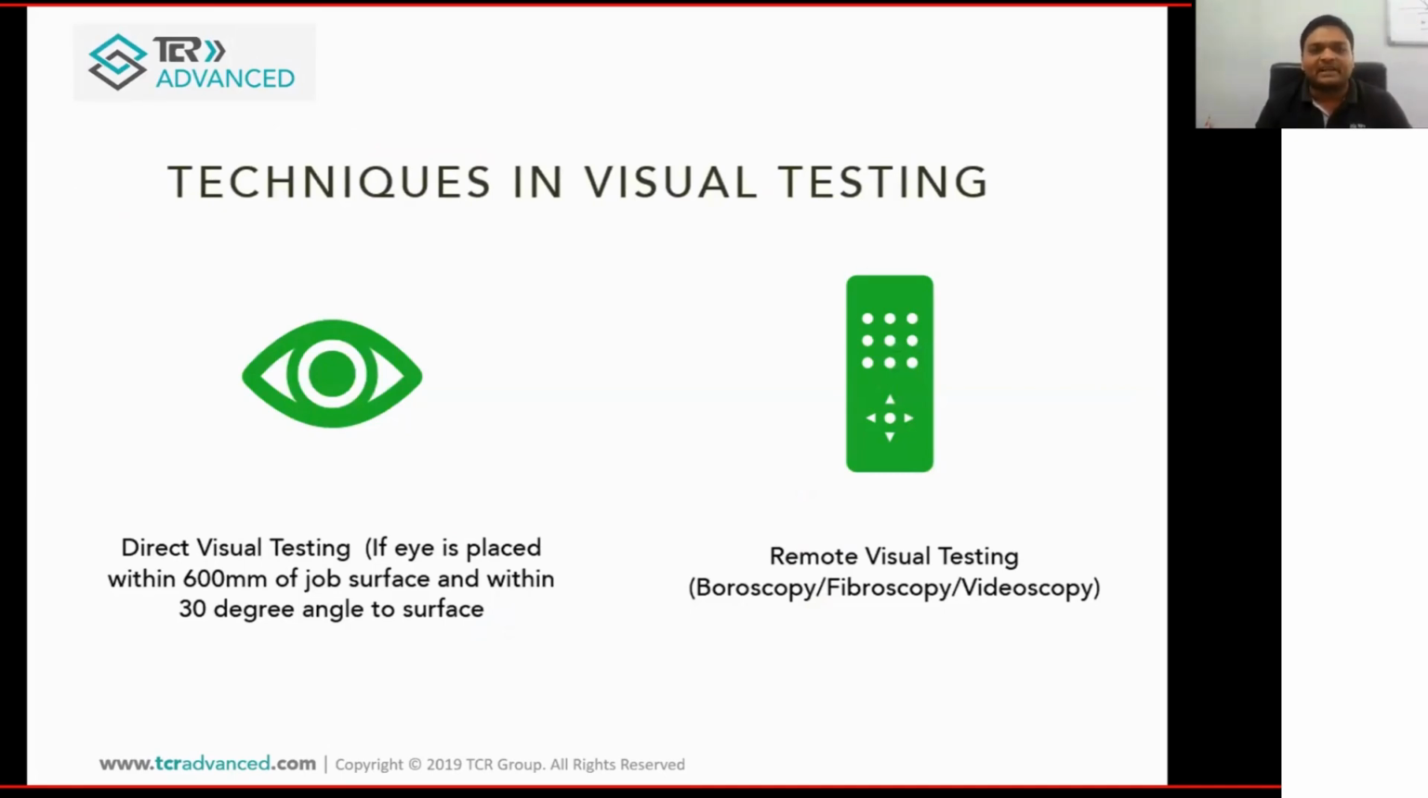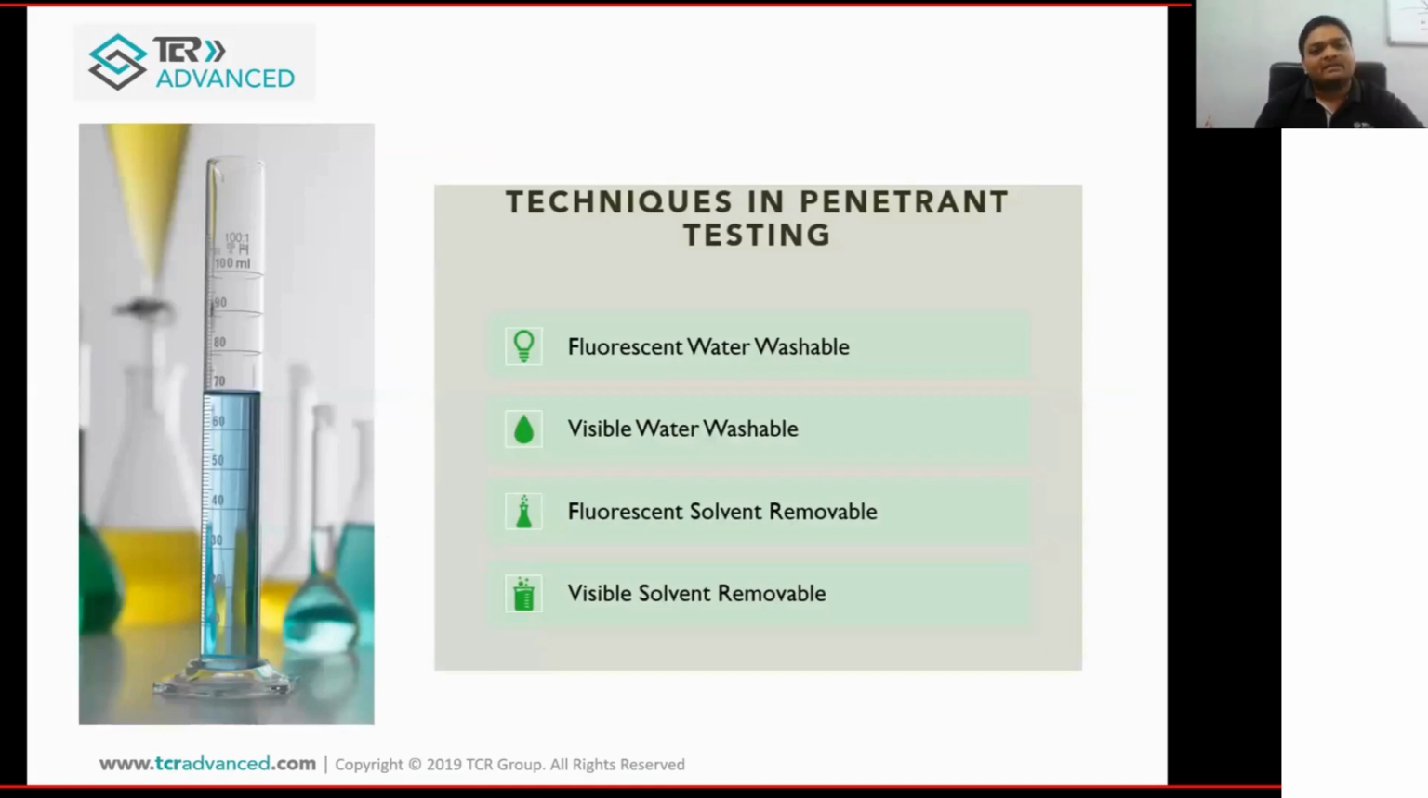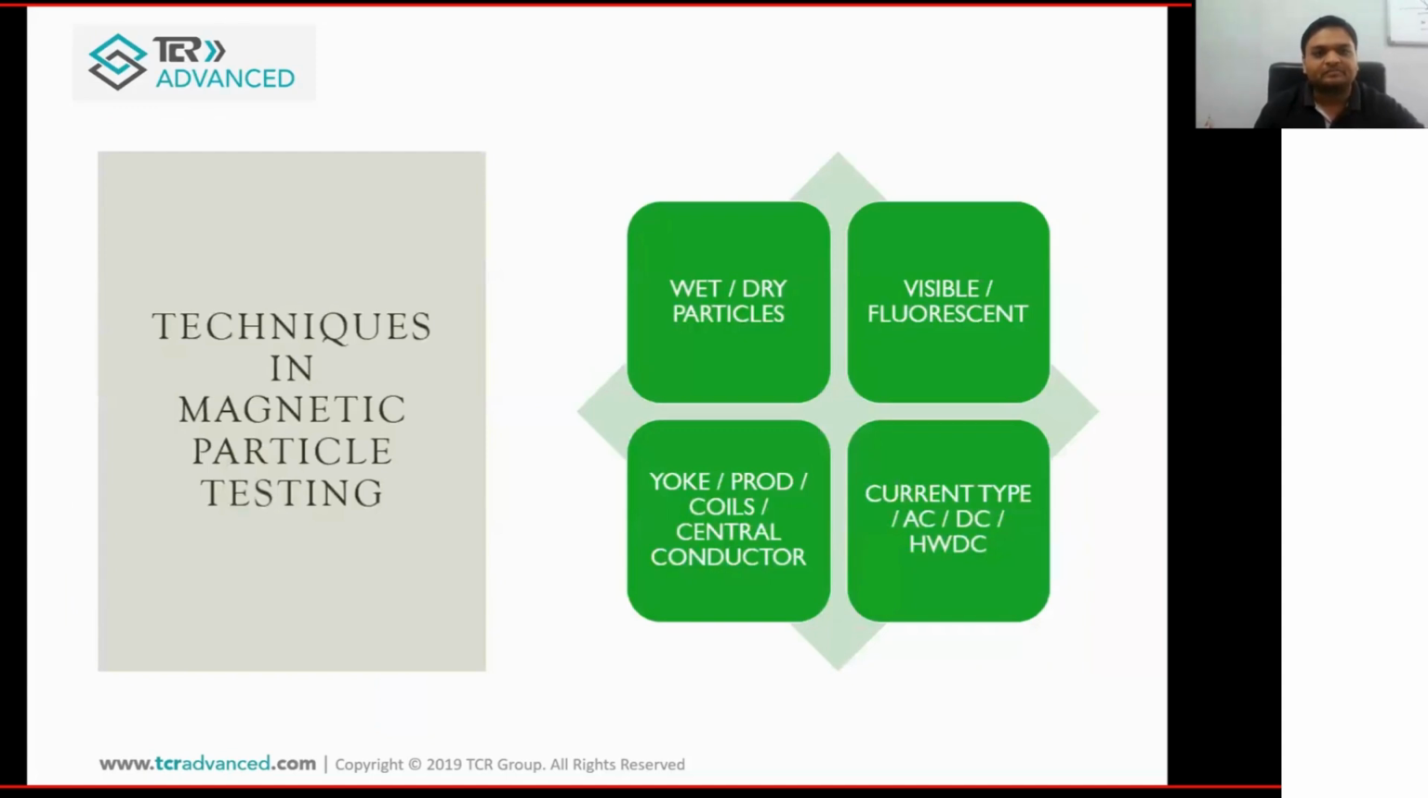So this is the basic technique, visual examination, in which there are two methods. First is the direct visual examination that we do with our eyes and with illumination. And another is remote visual examination, where access is not possible. We use that remote visual examination technique by use of borescope and endoscope. Similarly, for penetrant testing, water washable, visible and fluorescent, and then solvent removable, visible and fluorescent. There are more techniques also that we will discuss in the penetrant testing section.